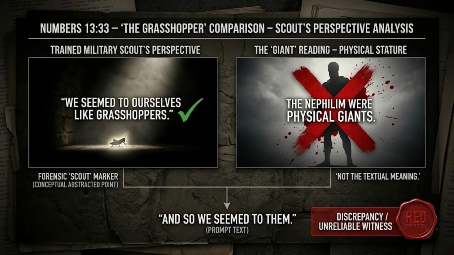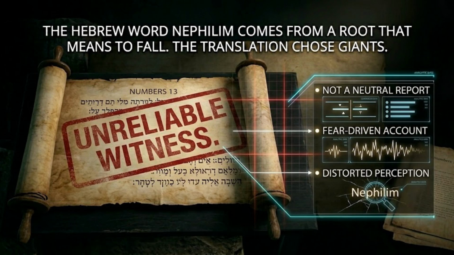Now this is the only other verse in the entire Hebrew Bible where Nephilim appears, and on the surface it seems to confirm the giant reading. We were like grasshoppers. They were enormous. The Nephilim were physical giants so overwhelming that trained military scouts felt microscopic by comparison. But here is the part most Bible teachers skip past without stopping. The biblical text does not present these 10 spies as reliable witnesses. The narrative context of Numbers 13 is not designed to validate their testimony. It is designed to expose it.